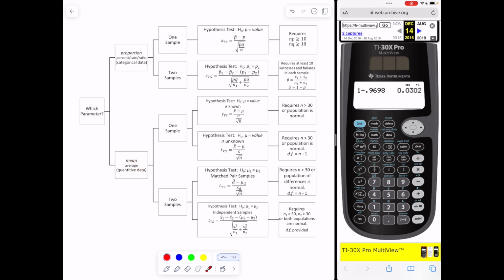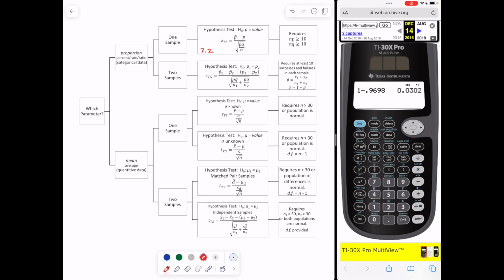Okay, so once you decide whether you're doing a proportion or a mean, then the question becomes whether you're doing one sample or two samples. With proportions, with one sample, the very first hypothesis test we covered was this one for a single population proportion. That was section 7.2.